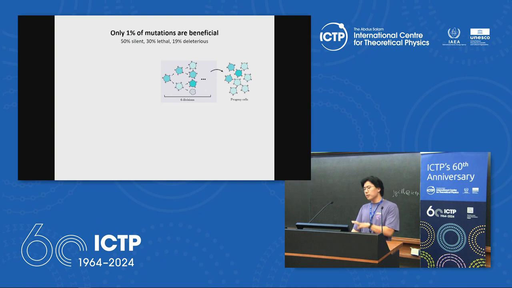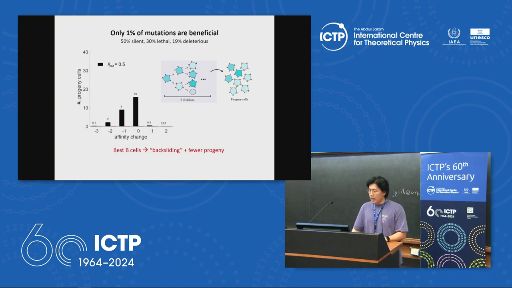And so if we make up a reasonable model that we can talk about offline if you're interested, and do a simulation, what you find is that for a reasonable value of a mutation rate obtained from experiments, out of 2 to the 6, so 64 possible progeny cells, only just over a third of them actually survive six divisions. As well, you see that there's a large fraction of B cells that have actually decreased in their affinity compared to the parent cell.